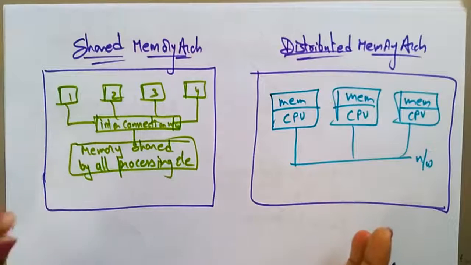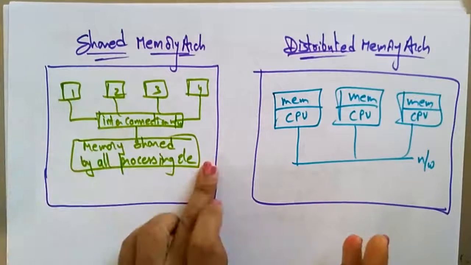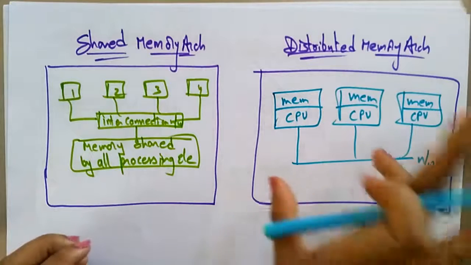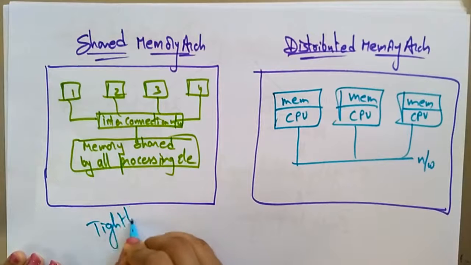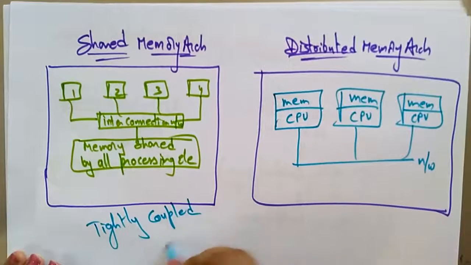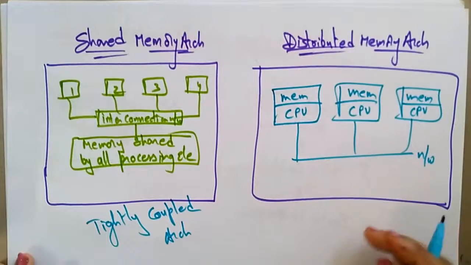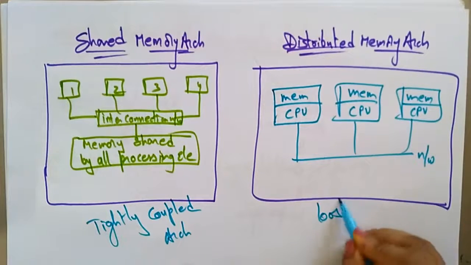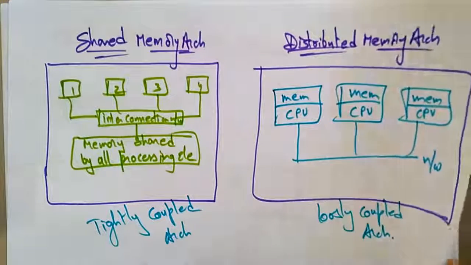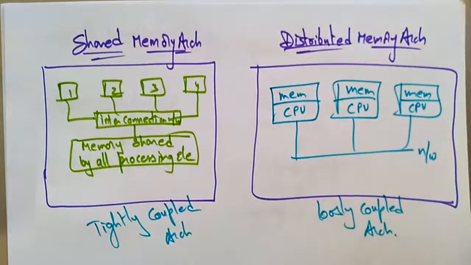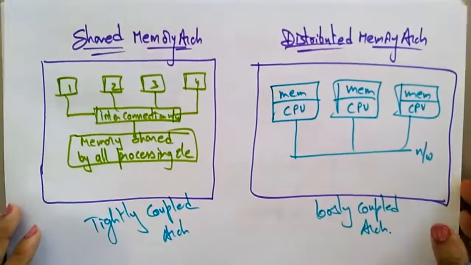The shared memory uses one memory that is used by all the elements, whereas here each element has its own memory and CPU, and all are connected in the network. So the shared memory architecture we call a tightly coupled architecture, whereas distributed memory we call a loosely coupled architecture. Okay, just remember this. These are the two different types of distributed architecture: the shared memory architecture and the distributed memory architecture.